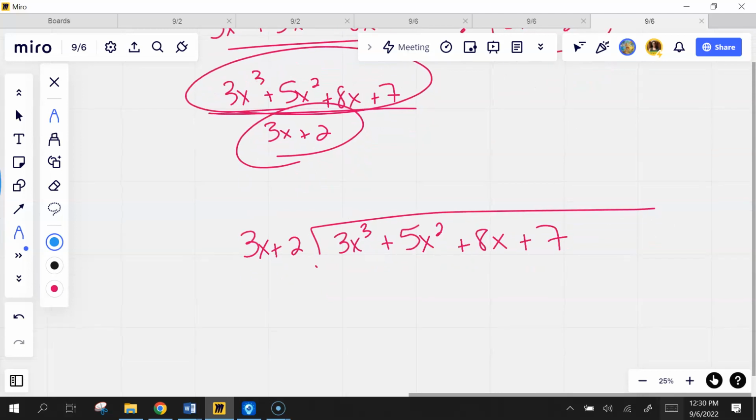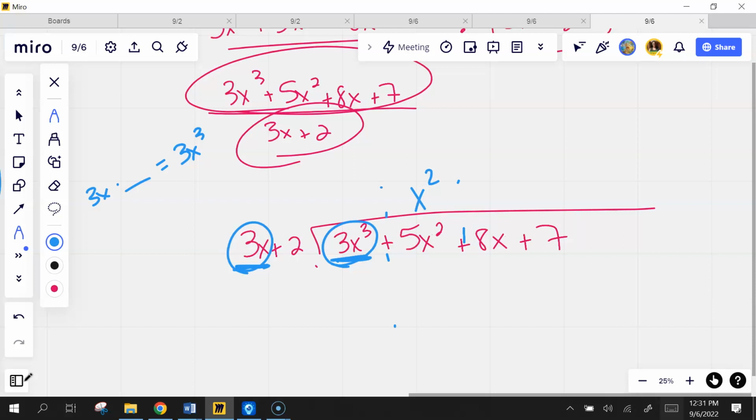Remember, we're always looking at the first term only. So what do you multiply 3x by in order to get 3x cubed? X squared, just x squared, right? So already got a 3. So what do I multiply this by to get 3x cubed? X squared, right? So I have to think about these being in columns, and I come to the squareds column and I put the x squared here.